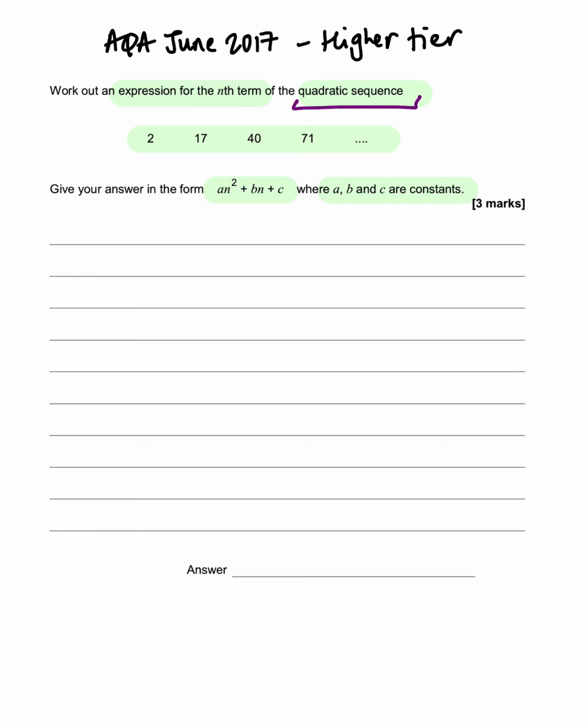So the first difference: to get from 2 to 17, we add 15. To get from 17 to 40, we add 23. To get from 40 to 71, we add 31. That's the first difference. We want the second difference, so we want the difference between the differences. The difference between 15 and 23 is plus 8, and the difference between 23 and 31 is also plus 8. So our second difference is positive 8.